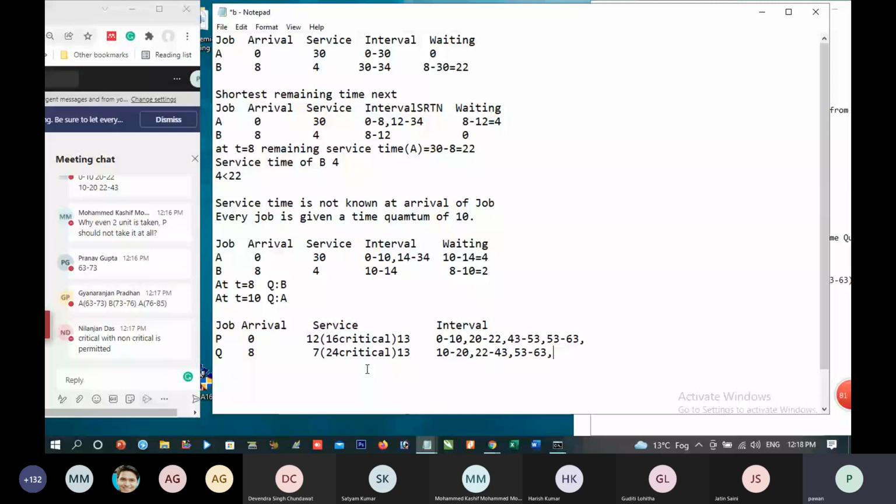That is correct as Nilanjan has written. Critical with non-critical is permitted. What is the problem now? Sir, why only 20, at 22 it is found that, because after serving 12 units of the time without critical section, in job P, critical section is going to start.